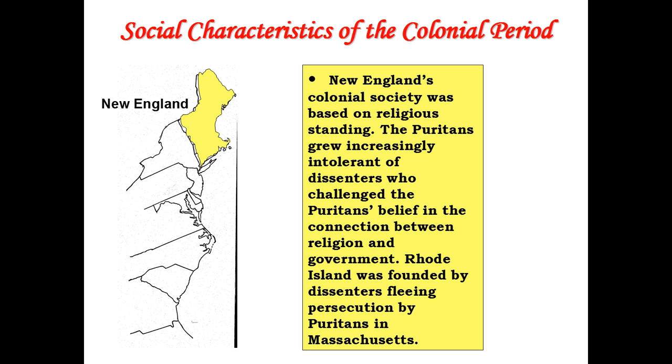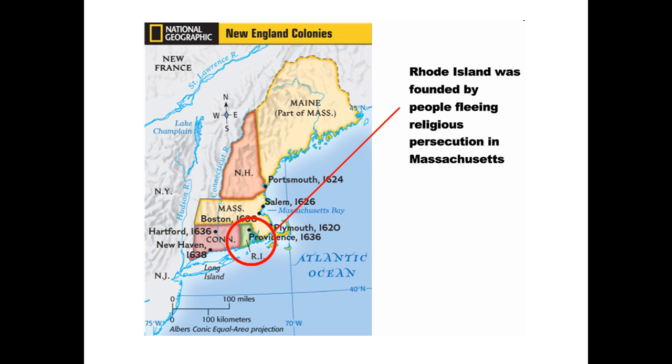And the colony that we focus on that was founded because of this is Rhode Island. Rhode Island was founded by dissenters, that's people who disagreed with Puritans, and they fled persecution by Puritans in Massachusetts. All right, here's a map that shows you the New England colonies, and you can see Rhode Island right there is the one that's founded by people fleeing religious persecution. Rhode Island is kind of the odd colony out. All the other Puritan colonies are very, very similar, and they think a lot the same way, but Rhode Island was always kind of the odd colony out, and it was founded by people who left Massachusetts. Interestingly, when we signed the Constitution, Rhode Island is the last state that ratifies the Constitution.